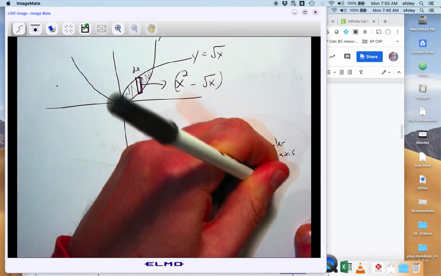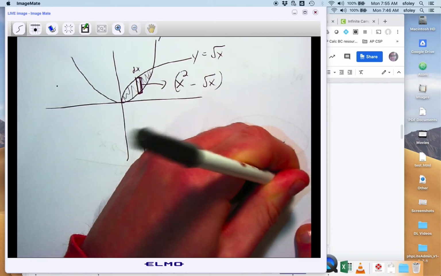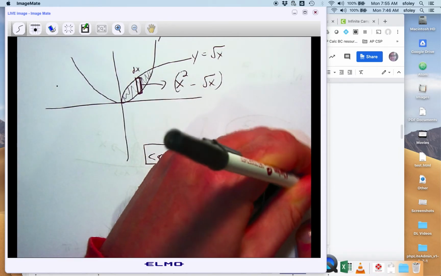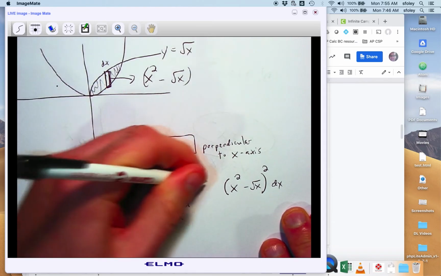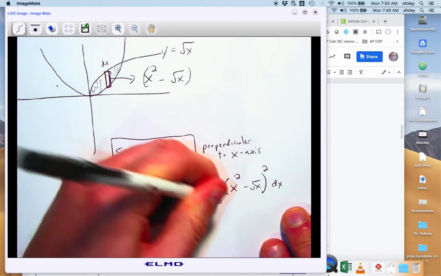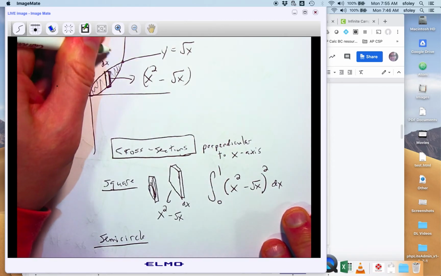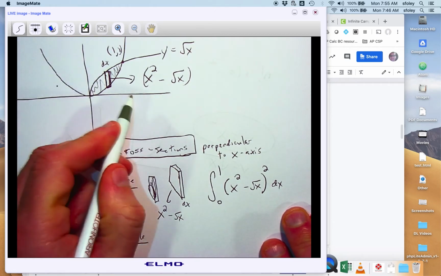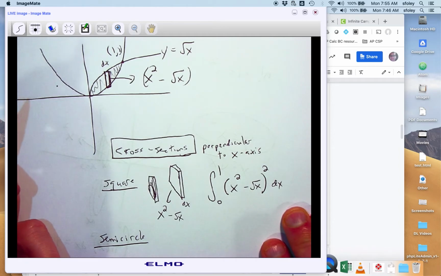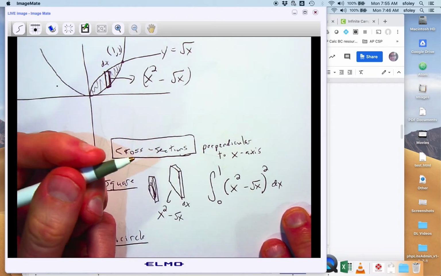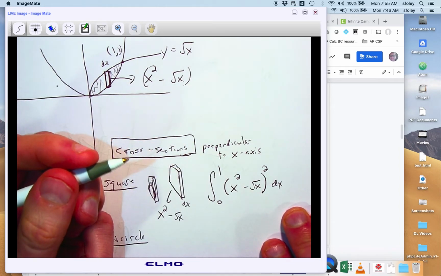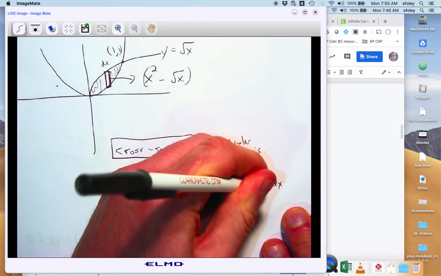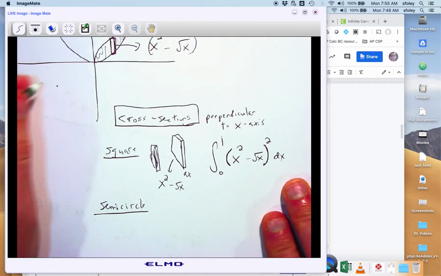And so it's just x squared minus square root of x, and that's the side length. We square that, we multiply by the thickness, and we add it up from 0 to 1 because these nicely intersect at 1, 1, and my x's go from 0 to 1. This one would definitely be a pain to do by hand, doable, but definitely a pain. And so you would just do this on your calculator, watch your parentheses, you're squaring that big thing.